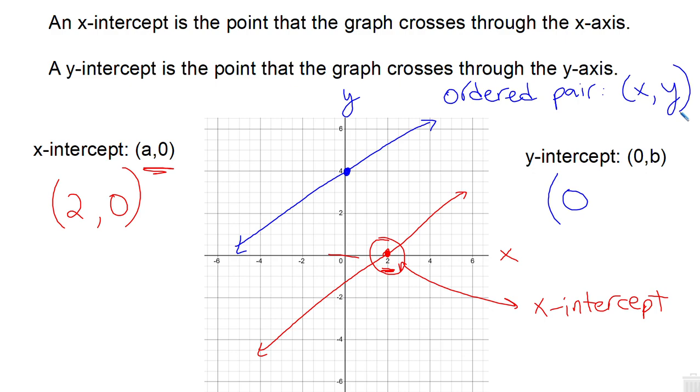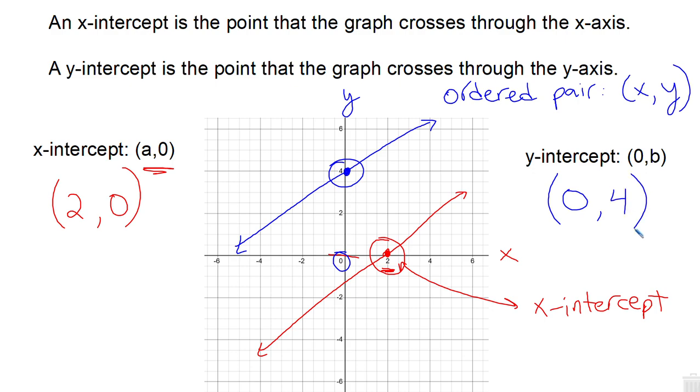So our x value is always going to be 0, because we haven't gone to the right and we haven't gone to the left at all. Our y-intercept is right there on the y-axis where x is 0. And so then our y value is just whatever number we've gone up to. So in this case, right here, we've gone up to 4. So our y-intercept is (0, 4).